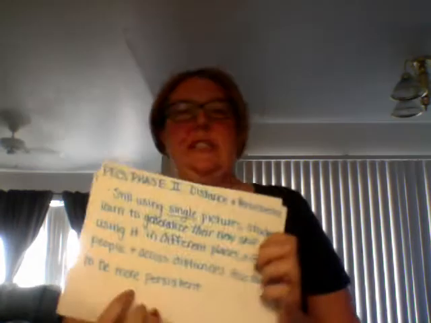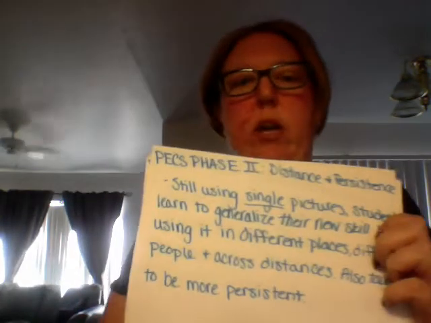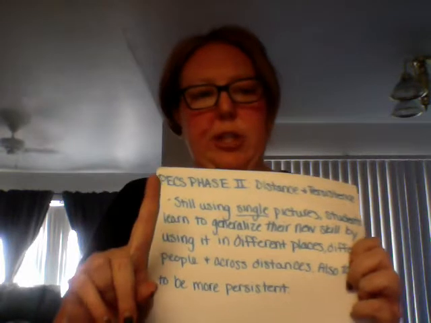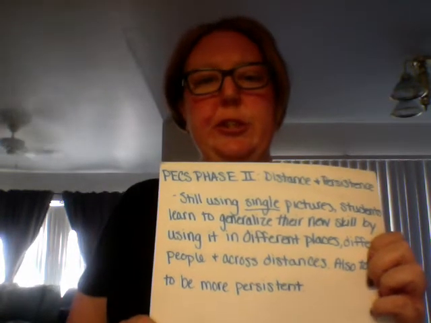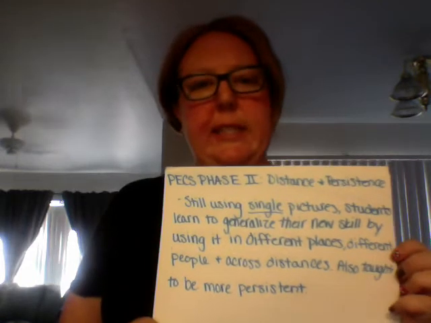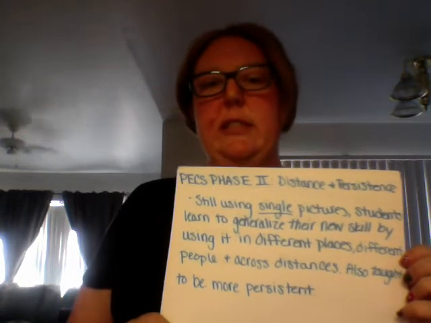Phase 2 is distance and persistence. So you are still only using one picture, a single picture. Students learn to generalize their new skill by using it in different places with different people across distances, and it's also taught to be more persistent.